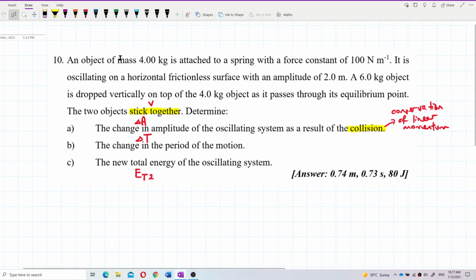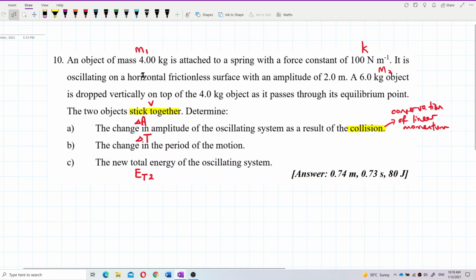Okay, so it gives us the mass of the object, 4 kg, and the force constant, which is the K value. We have two masses, isn't it? This is considered as mass 1. And then we have the 6 kg object dropped vertically on it, so this is considered as mass 2, suddenly added on the 4 kg object. So conservation of momentum has the two masses, mass 1 and mass 2.